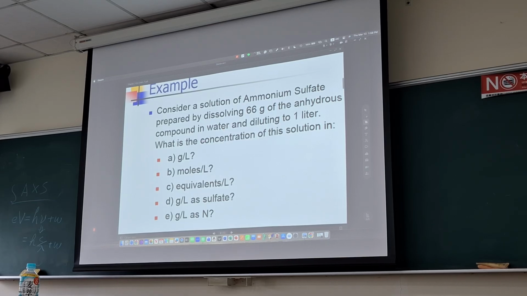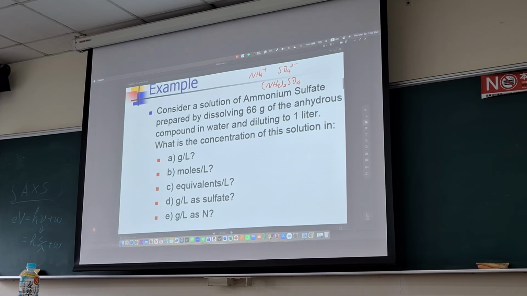Ammonium sulfide. Ammonium is NH4 plus, right? And sulfide is SO4 2 minus. So ammonium sulfide is (NH4)2SO4.